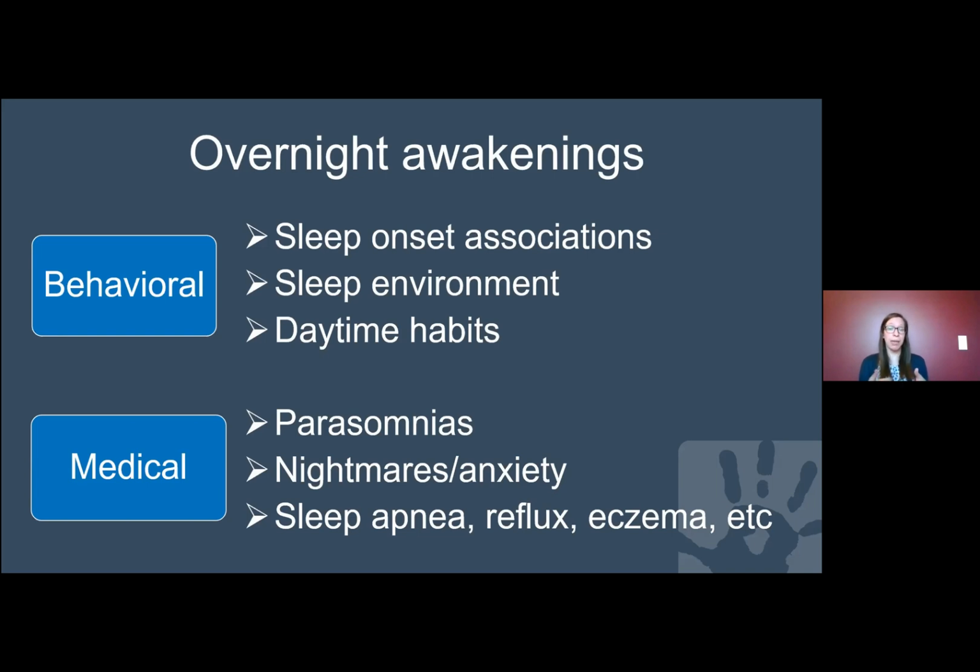So sometimes when kids are having a lot of overnight awakenings, it's because they have these associations with falling asleep that then aren't satisfied overnight because the environment's different. And then they need things to go back to the way they were to fall back asleep. And so the worst ones are when you need the parent's presence because that disrupts your sleep, right? So that is how these sleep onset associations cause problems with overnight awakenings.